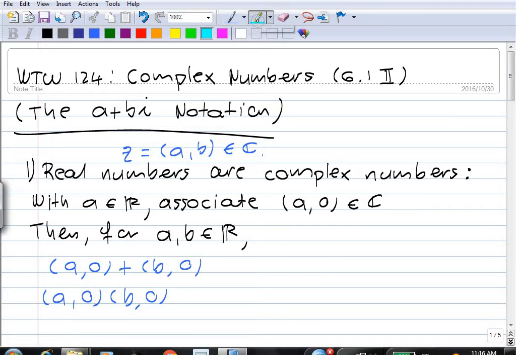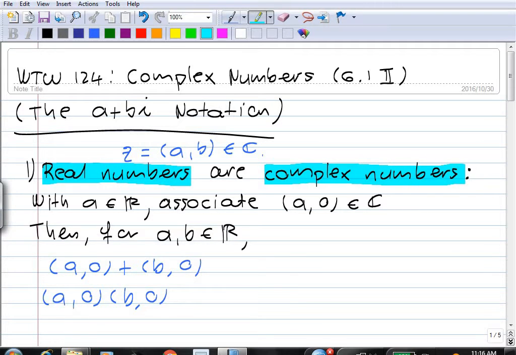Now, in order for us to develop this more intuitive notation for complex numbers, we first have to realize that in fact every real number is also a complex number. And that is true in the following sense. So we take some real number a, and with this real number we associate a complex number. And the complex number we take to represent this real number a is the complex number with real part a and imaginary part 0.